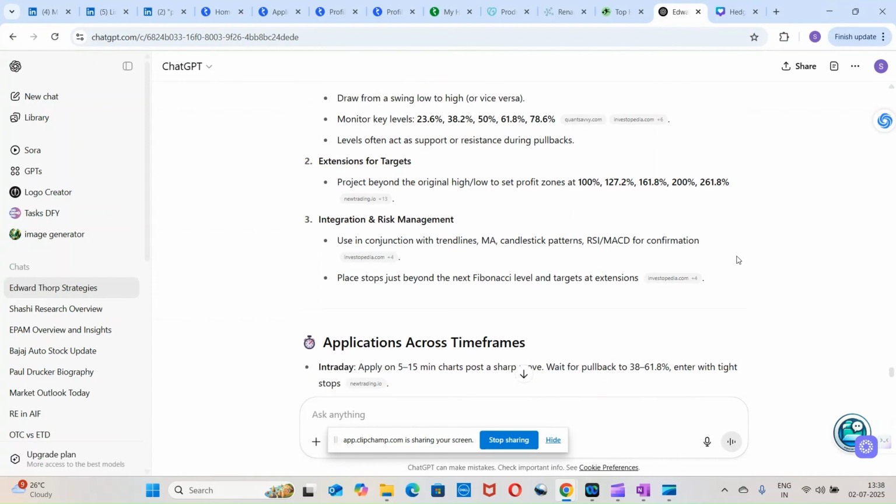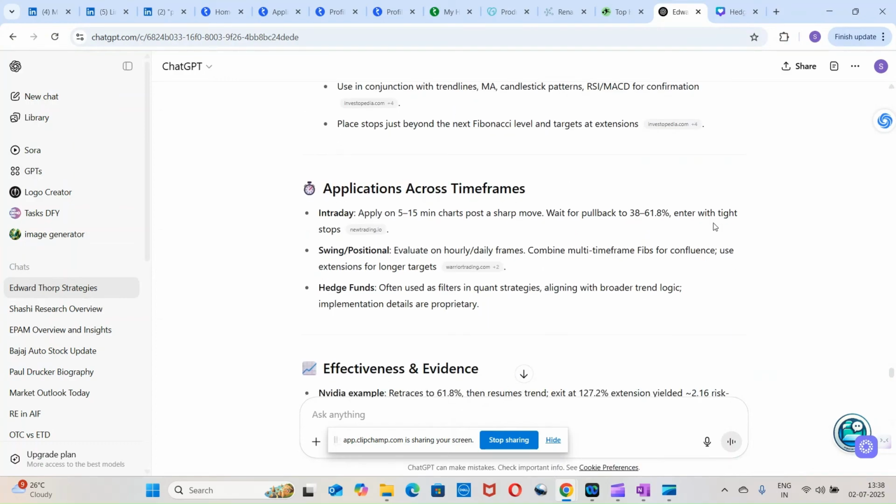When this fib retracement and extension is integrated with trend lines, moving averages, candlestick patterns, and RSI and MACD for confirmation, the accuracy is more. Stop levels should be placed at the next fib level. So if we're entering at 38.2, stop loss should be 23.6. If we're entering at 61.8, stop loss should be 50%. If you're entering at 38.2, you could exit at 100 or 161.8, like that.